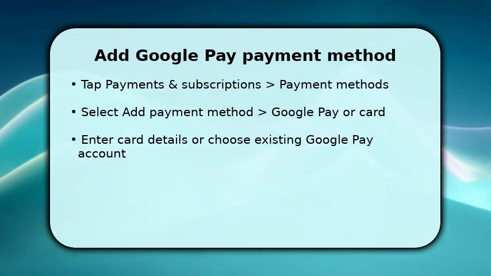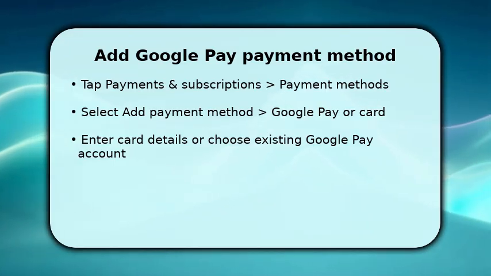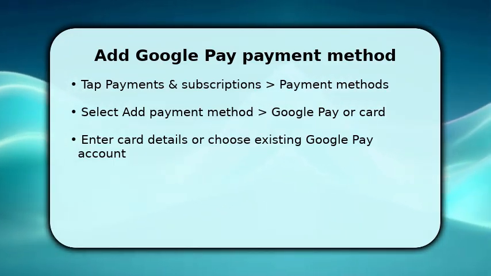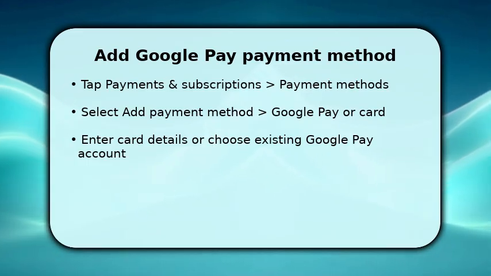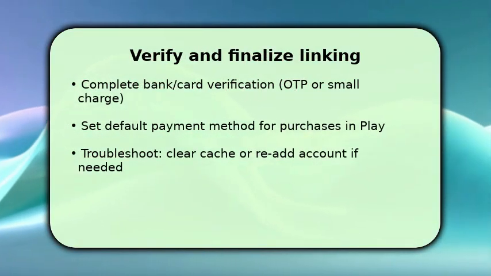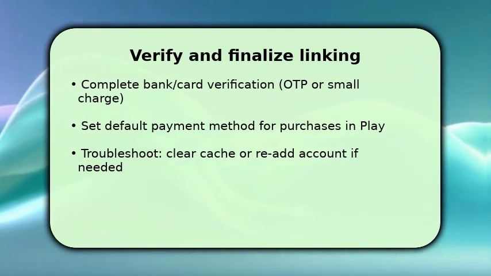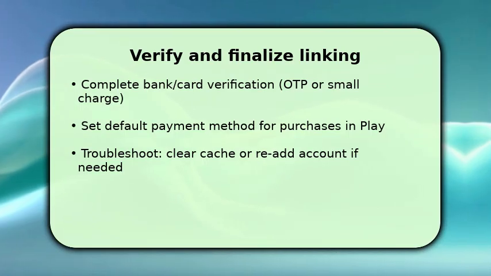Enter card details carefully if adding a new card, then accept any verification prompts from your bank. Make sure to allow required permissions so Play can use Google Pay for purchase. Finish by verifying the payment method, follow OTP, in-app verification, or confirm a temporary small charge. Verification confirms ownership and activates the method.